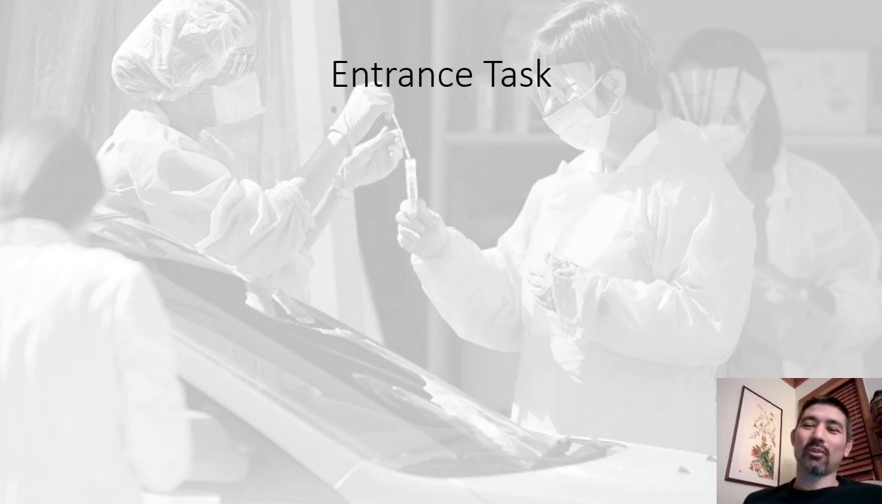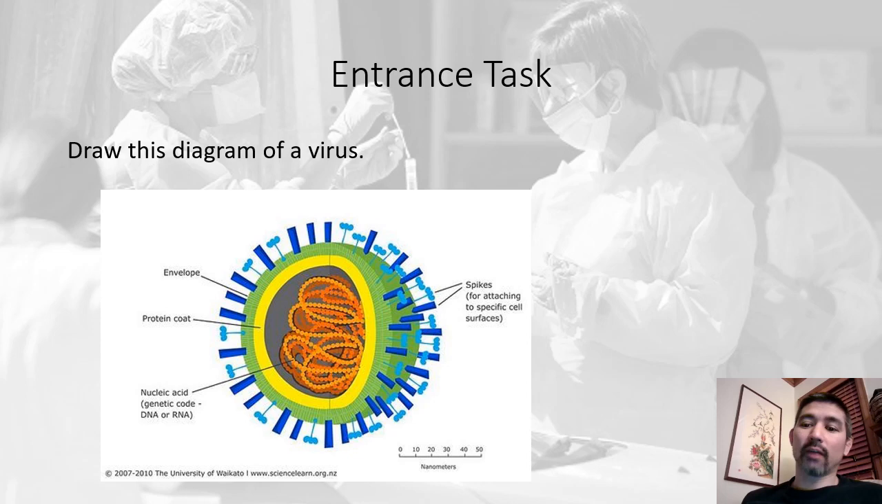So next, let's talk about our entrance task. For our entrance task, I'd like you to draw a diagram of a virus. We talked about the structure of a virus in our last class, so hopefully this is not totally new information for you. In the middle of the virus, we have this bundle of twisty, turny stuff, which is genetic material. It's either DNA or RNA. On the outside of that, this yellow stuff here is the protein coat. Those are basically the two fundamental elements of a virus.